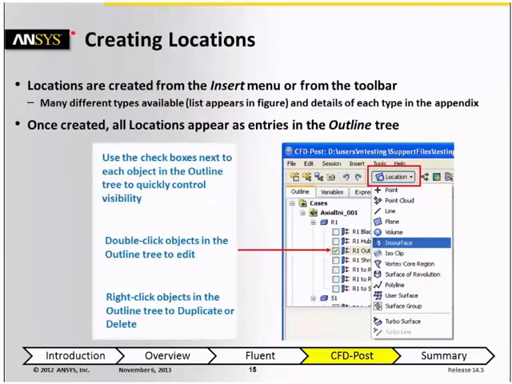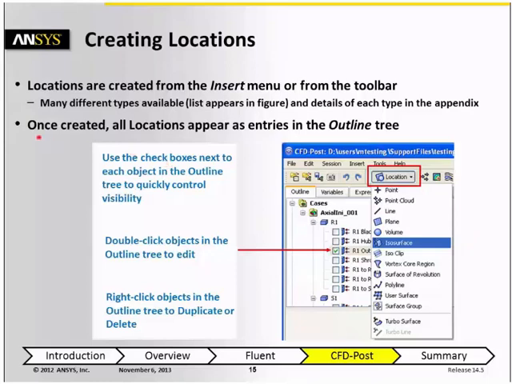CFD-Post uses locations for displaying results, and locations can be created from the Insert menu or from the toolbar. You can see in the list here that many different types of locations are available, and more details about each individual location type can be found in the appendix.